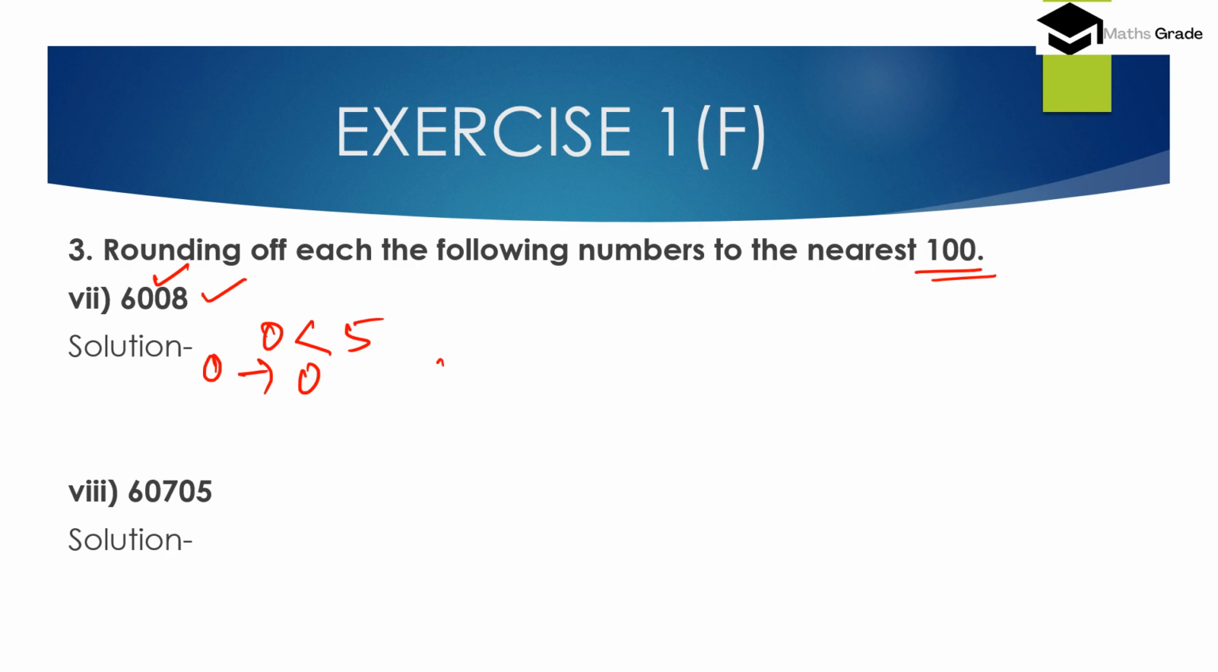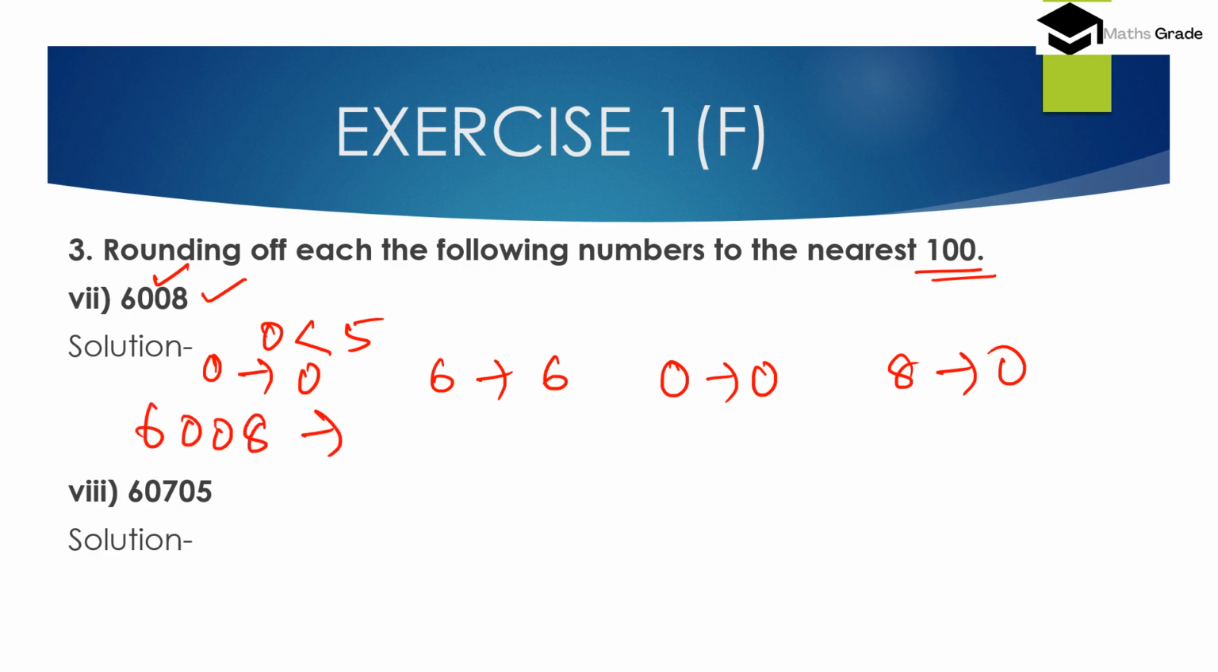And the thousand place digit 6, just write down 6 only. And the tens place digit 0 changes to 0, and the unit place digit 8 changes to 0. Now 6008 rounded to the nearest hundred will be 6, 0, 0, and the unit place digit 8 changes to 0. Now it is 6000. So 6008 rounded to the nearest hundred is 6000.